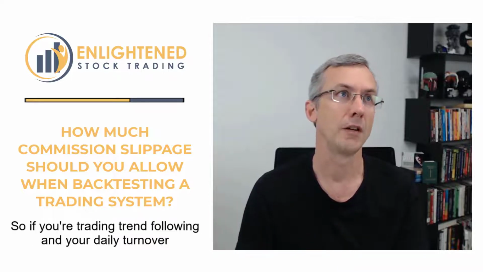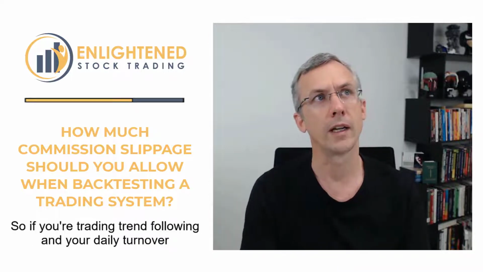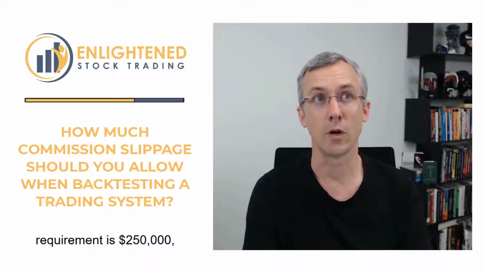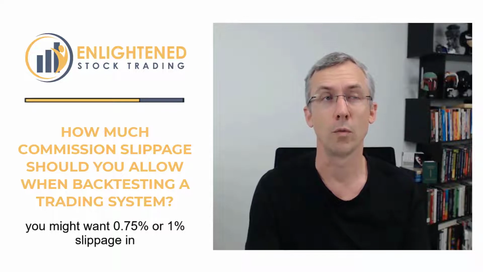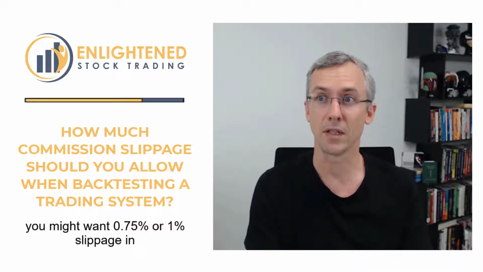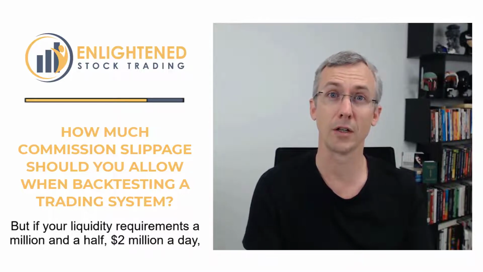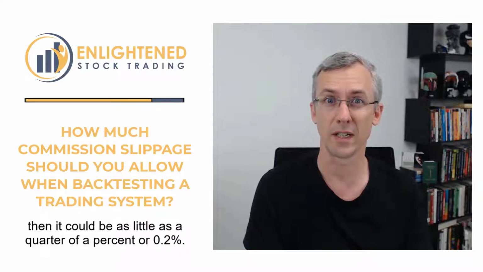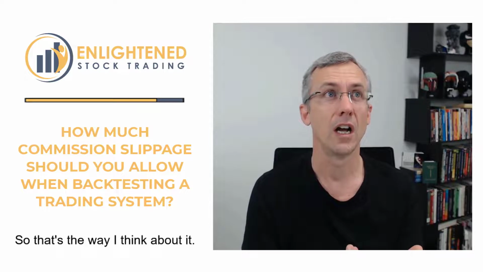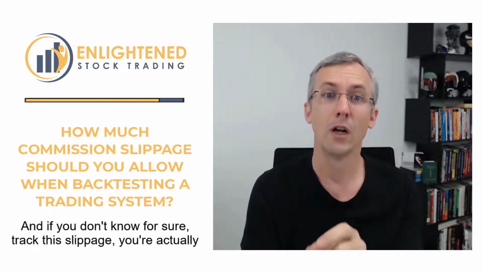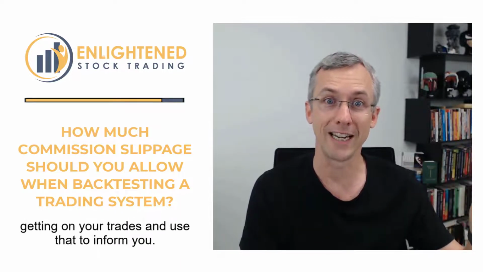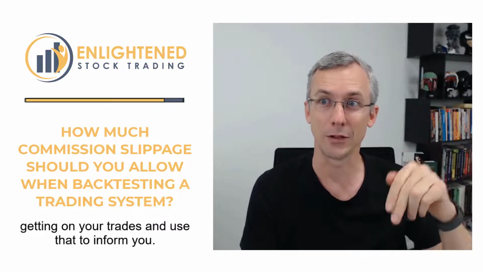So, if you're trading trend following and your daily turnover requirement is $250,000, you might want 0.75 or 1% slippage and commission. But if your liquidity requirement is $1.5 million, $2 million a day, then it could be as little as 0.25% or 0.2. So that's the way I think about it. And if you don't know for sure, track the slippage you're actually getting on your trades and use that to inform you.